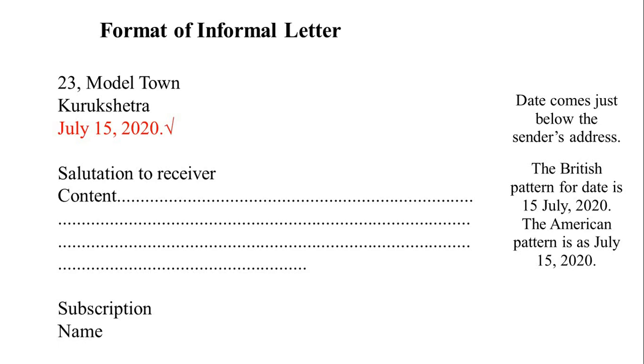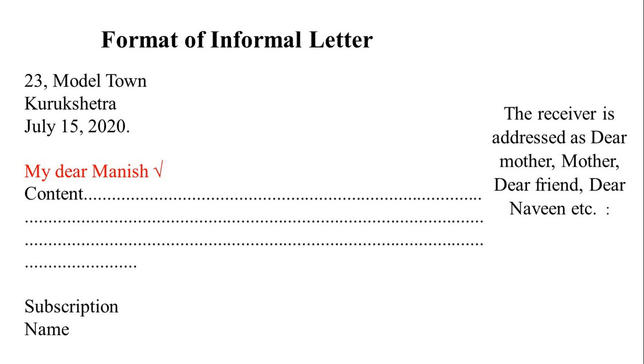The British pattern for date is 15 July 2020. The American pattern is as July 15, 2020. Space of 1 line between date and sender or receiver is omitted. Since informal letters are addressed to our friends and our family, we can use dear as salutation along with name of the person as dear mother, dear friend, dear father, dear Naveen, dear brother, etc.